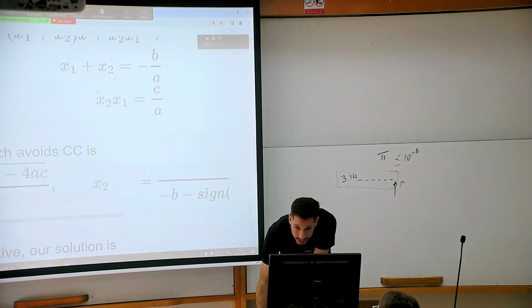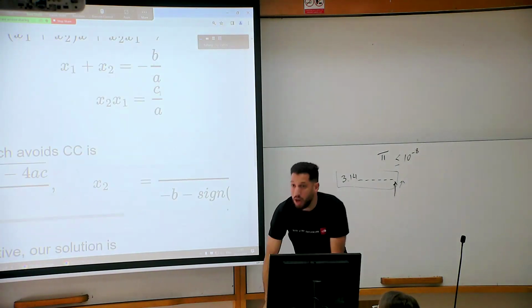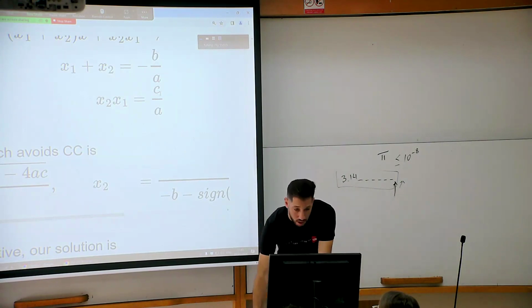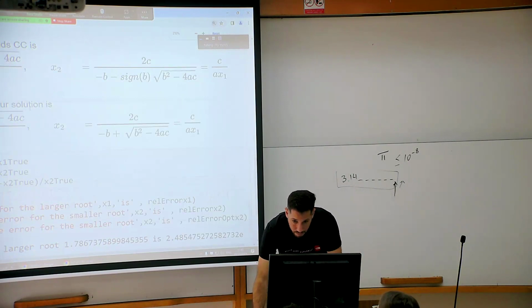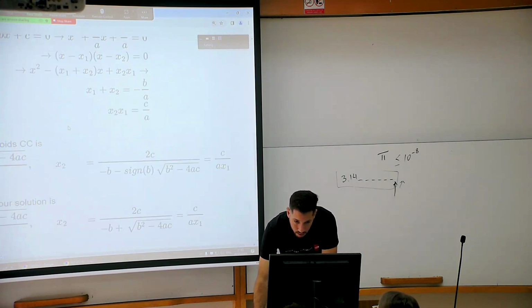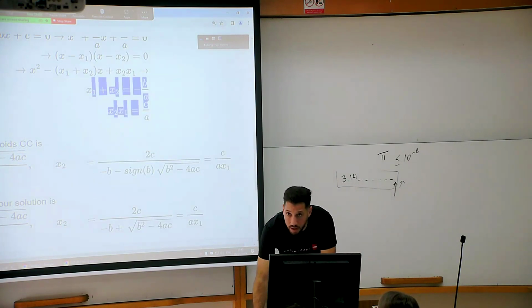Okay, and then the x2 I take to be c over a, divided by x1. Okay, that's all, because I know this thing.